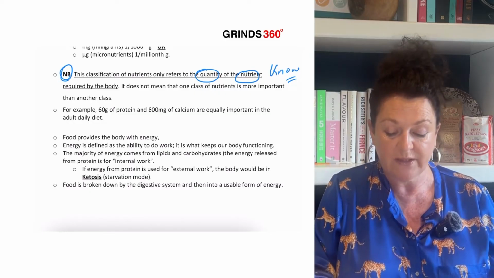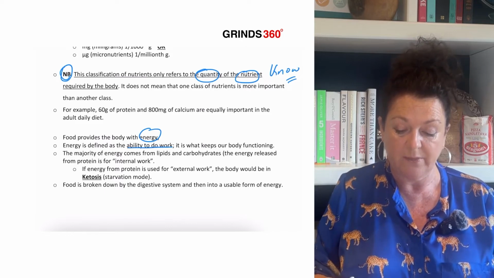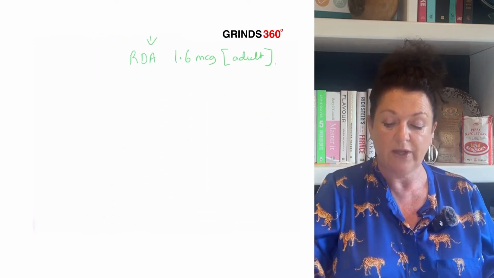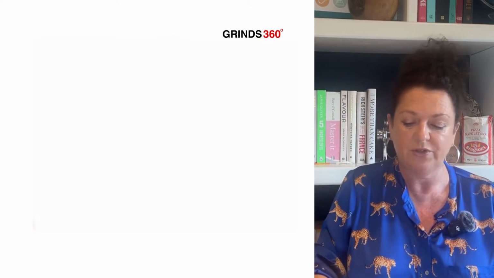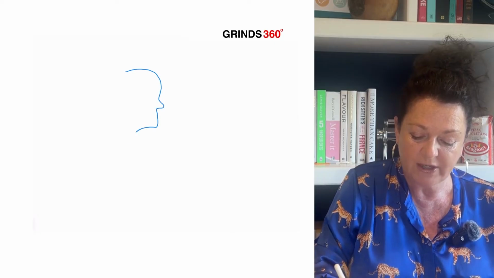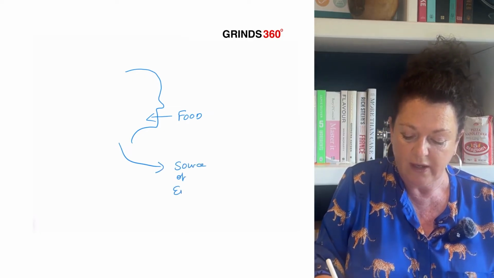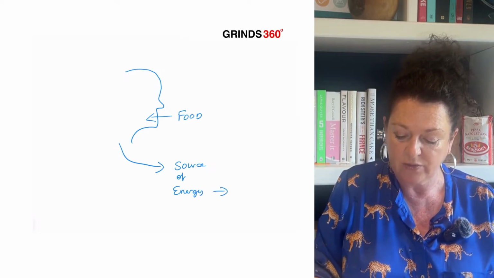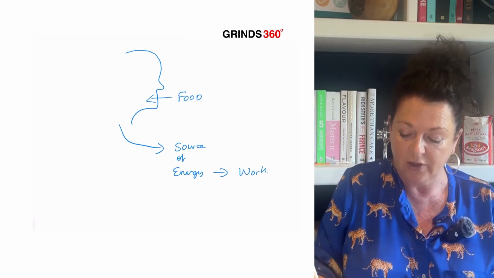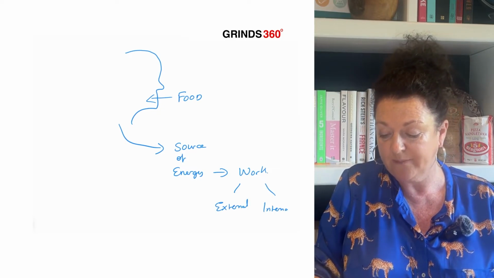We said food provides the body with a source of energy, which happens to be the ability to do work. Now, if we just look here, the first of my many doodles, and we'll call them doodles, I won't insult anyone by saying that they're diagrams. Here we go. So we ingest food, and that food is going to provide the body with the source of energy in order for the body to carry out its work. We stated earlier this work can be external and it can be internal.